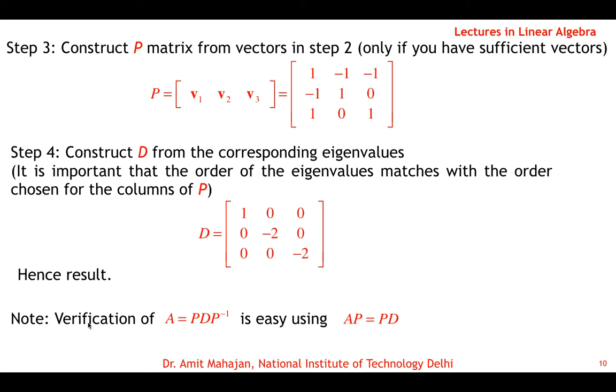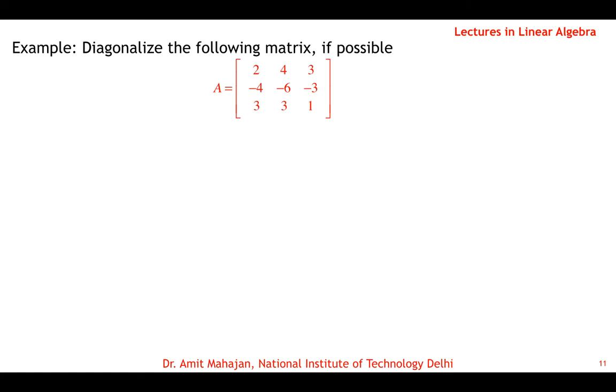Okay, so verification of A equals P D P inverse is easy by using this. Because we can post multiply with P, and so P inverse P is identity, so AP is PD. So you have matrix A, you have the P matrix, you have the D matrix, you can easily check that this holds. Okay, so this was one example. Let us take one more example here. Diagonalize the matrix if possible, where A is this matrix.